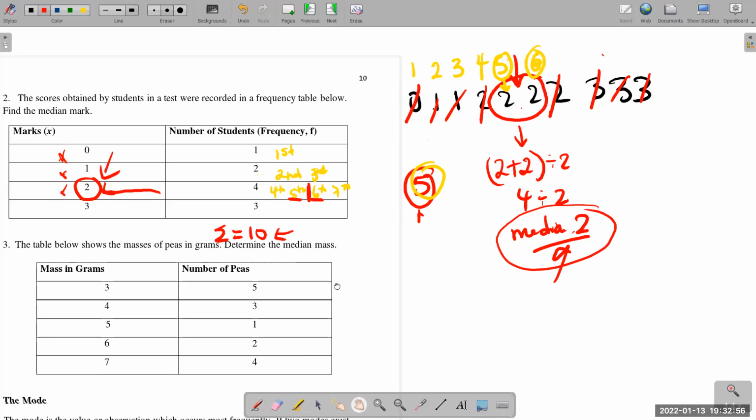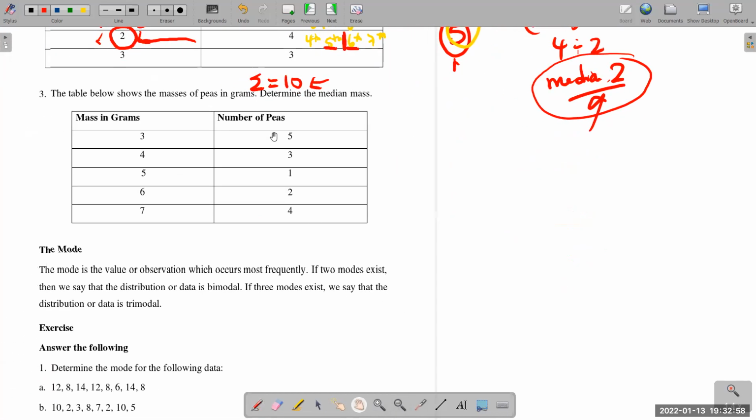So let's do the next example together. Here, we realize these numbers are bigger, so we cannot go and write out all these numbers and then find out who is in the middle. So what do we do first? We find out how many people we're dealing with in general. So let's go. 5 plus 3 is 8. 8 plus 1 is 9. 9 plus 2 is 11. 11 plus 4 is 15. Everybody see that? 15.